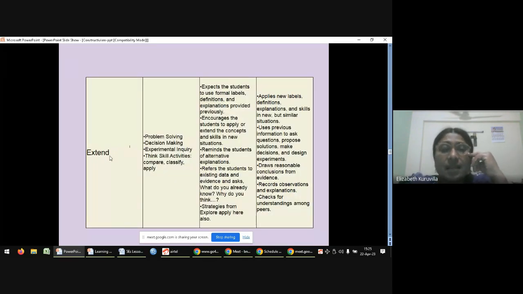Coming to the extend E, there the activities are problem solving, decision making, experimental inquiry, thinking skill activities: compare, classify, and apply. What the teacher does: the teacher expects the students to use formal labels, definitions, and explanations provided previously, encourages the students to apply or extend the concepts and skills in new situations, reminds the students of alternative explanations, refers the students to existing data and evidence, and asks, what do you already know? Why do you think? Next, strategies from explore apply here also.